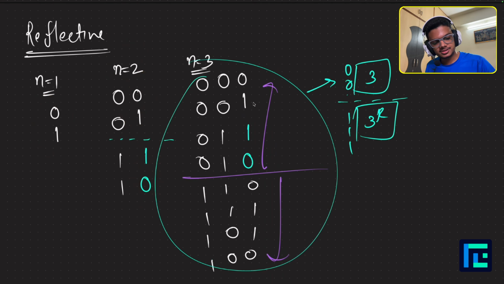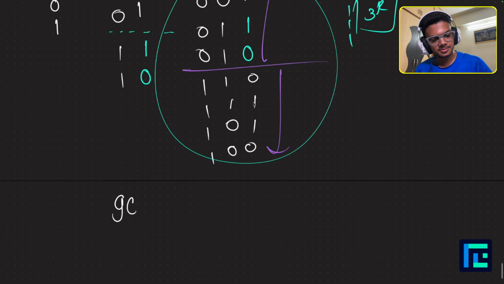So if someone asks you to generate any gray code, let's try to formalize a bit now. You can already see some pattern emerging here, right?